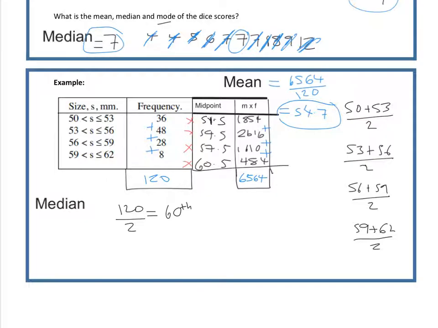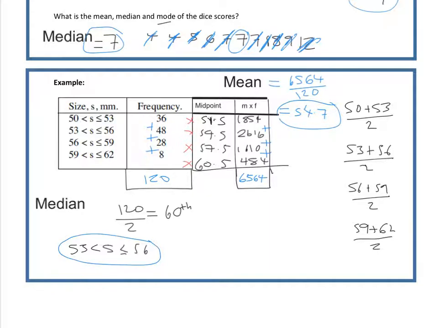So where does that 60th value fall? Well, there are 36 in the first group. Then in the next group there are 48. So if we add 36 and 48, we get 84. So the 84th one is in this group. So it means the 37th up to the 84th are in this group. So it must be this median group here. So we're going to write that whole class interval out. So it's 53 and 56. So there's our final interval that contains the median.